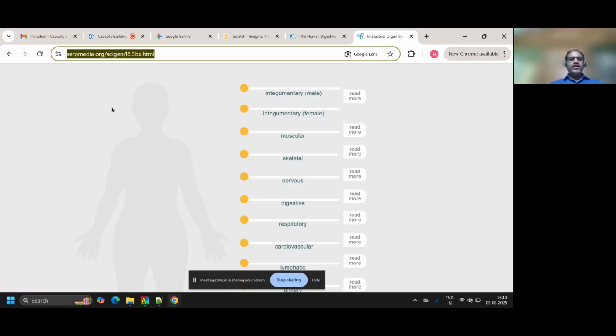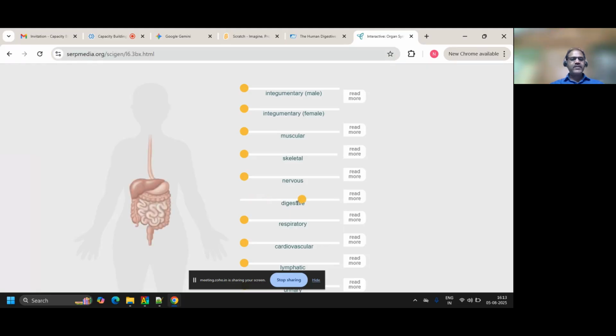Okay. Now there is an image that is shown here. Now I want to see only the digestive system, right? If I move this, it will show in light color. Then if I go to that, it shows in dark color. So in the whole body, this is how the digestive system is located. This is where it is located.